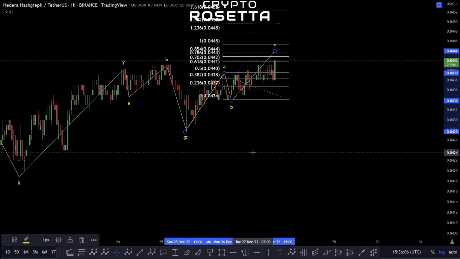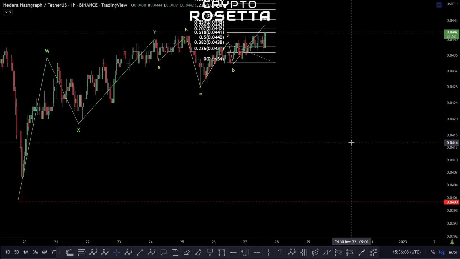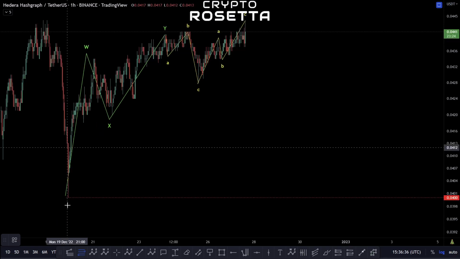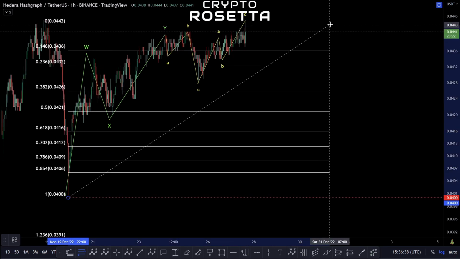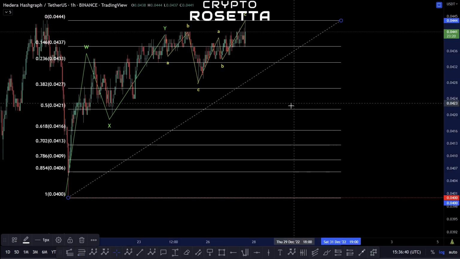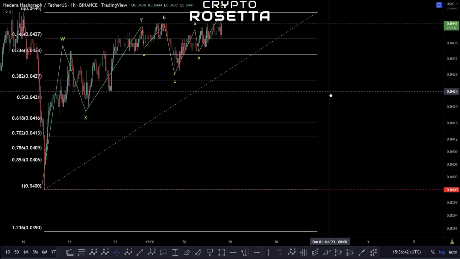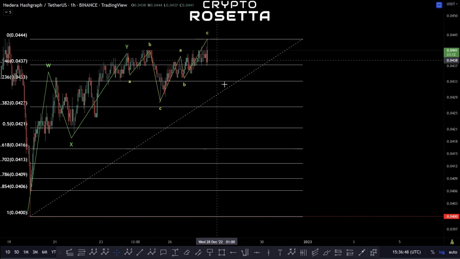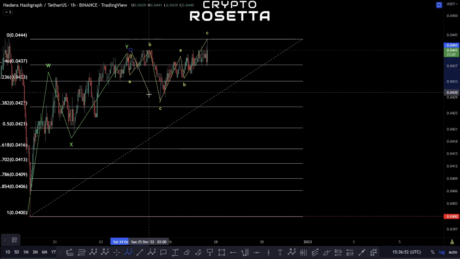So if we do start to break down here, the next area I'd be looking for is to see whether we find support. Basically from this low point all the way up into this high point, what we'd be looking for is the potential that we could have a completed move here at this WXY, and we're starting to form another corrective move to the downside, where this is an A.